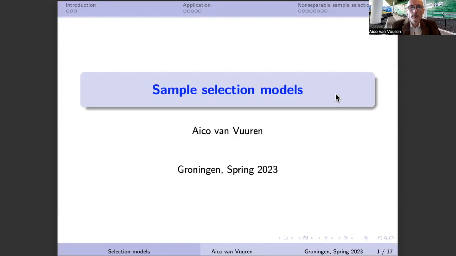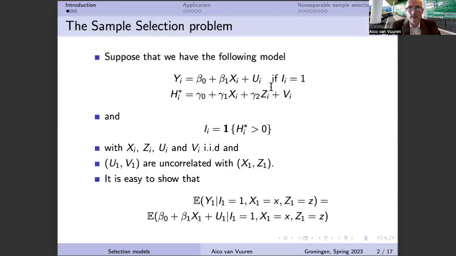What I'm going to do is that I'm going to start with standard sample selection models. I'm not sure whether you have already heard about this before. If you have already seen this before, then this might be a little bit of repeating, but it never hurts to see two things or one thing twice. So the model is as follows.